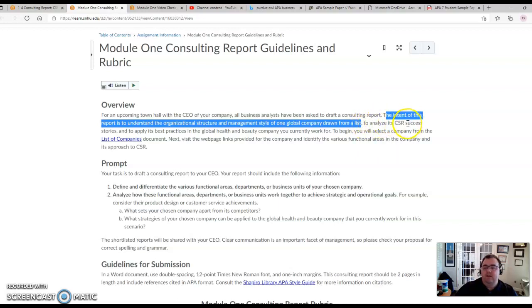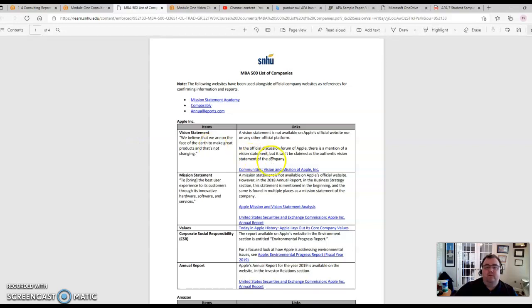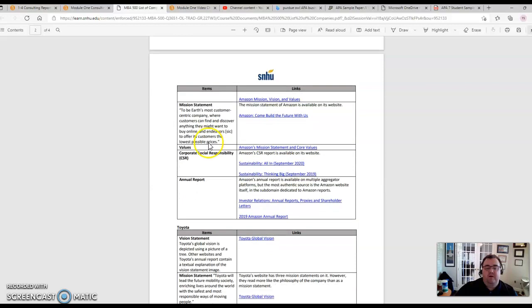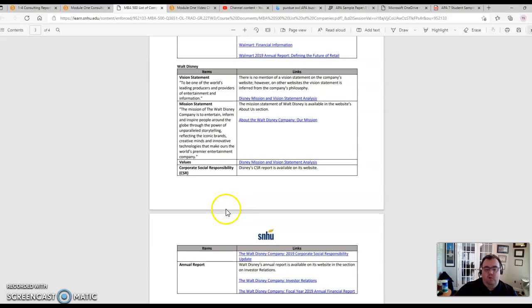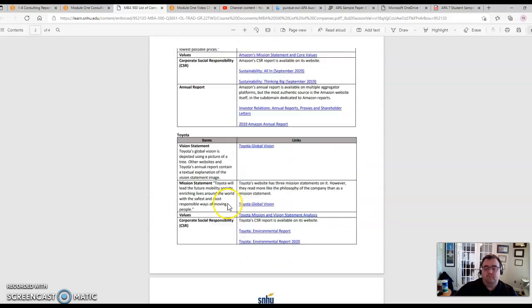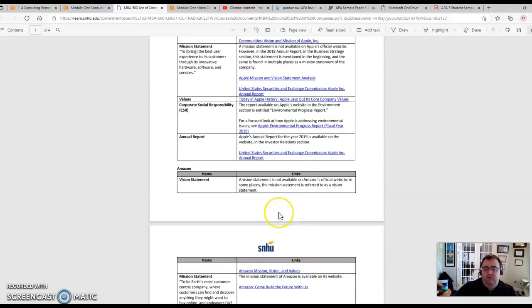To analyze the CSR support stories and apply its best practices to our global health and beauty company that you work for. So to begin, you'll choose from a list of companies. Well, let's see who we got to pick from. We can pick from Apple, we can pick from Amazon, we can pick from Toyota, Walmart, or Disney, right? And these are all good resources here.